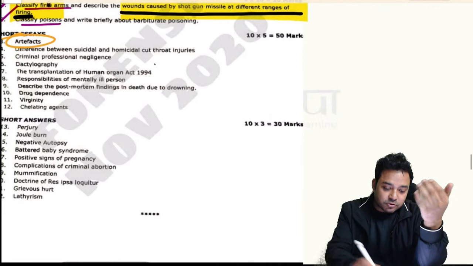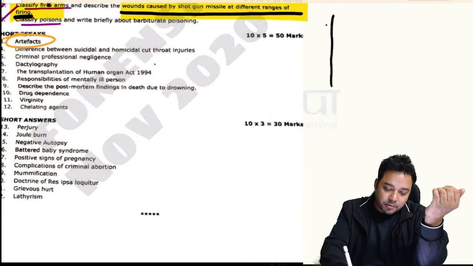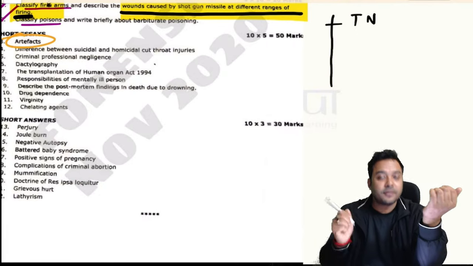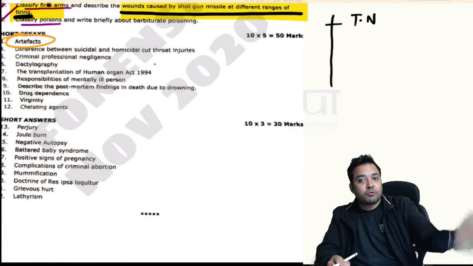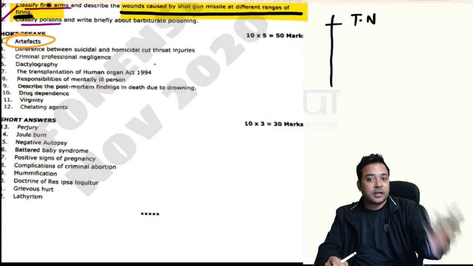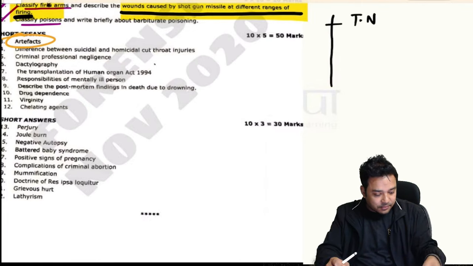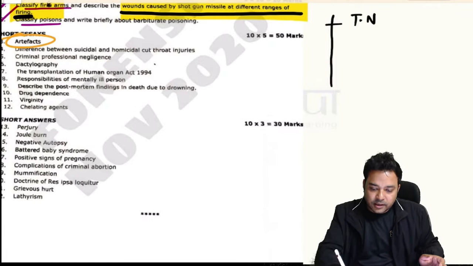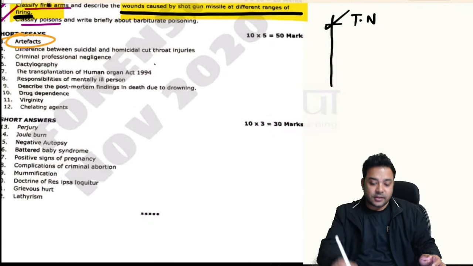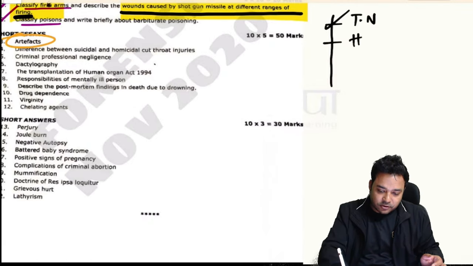So, agar artifacts ko summarize karte hain to ye hum PG exams ke preparation mein bhi padhte hain. One of the artifacts is tache noire. If the eyes of the person were open, what can happen is drying of the sclera part of the eye, and that can give rise to two yellow color triangular areas, and they can become reddish and blackish. Then another postmortem artifact is fracture of C6, C7 vertebra, which is also called Undertaker's fracture.